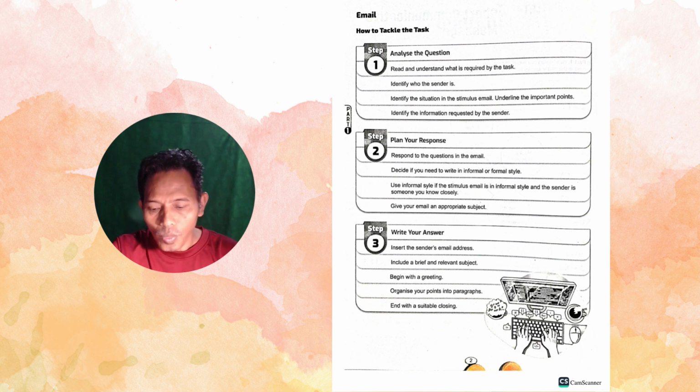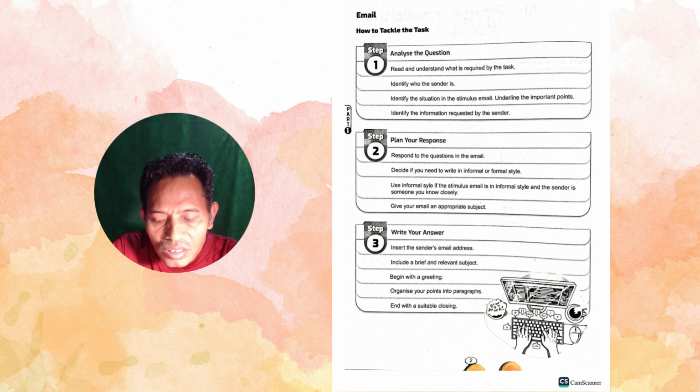Step 2, plan your response. Respond to the questions in the email. Decide if you need to write in informal or formal style. Use informal style if the stimulus email is in informal style and the sender is someone you know closely. Give your email an appropriate subject.